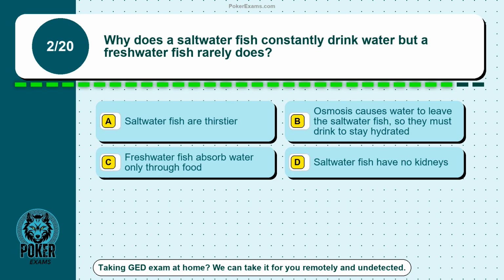Question 2. Why does a saltwater fish constantly drink water but a freshwater fish rarely does? Option A, saltwater fish are thirstier. Option B, osmosis causes water to leave the saltwater fish, so they must drink to stay hydrated. Option C, freshwater fish absorb water only through food. Option D, saltwater fish have no kidneys.